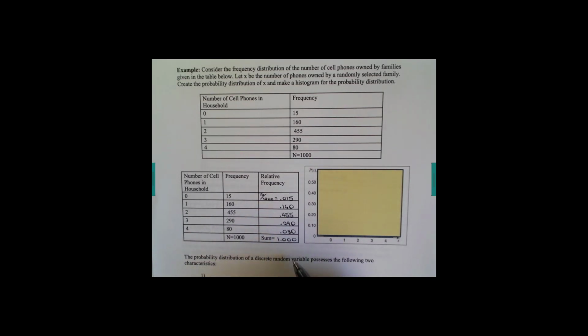Now the next thing you've been asked to do is to create a histogram. So what I would do is come over here to this yellow block, and I'm going to draw a block that represents each of these relative frequencies and where they fall on this chart. So for 0, for example, how many families own no cell phones? Well, 0.015, that's going to be way below 0.10, and I'm going to just have to represent that with a small little bar here somehow.